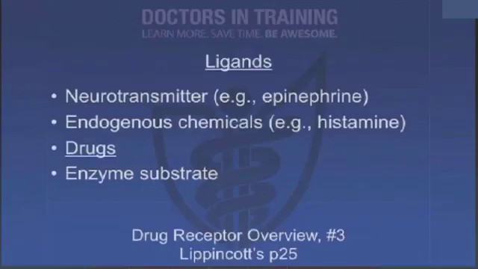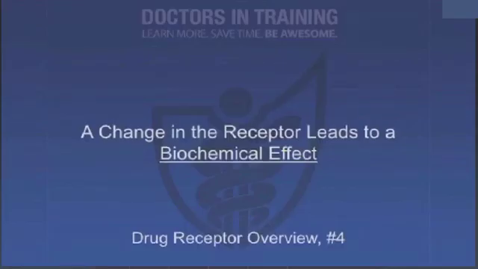It could be a neurotransmitter, such as epinephrine. It could be other endogenous chemicals such as histamine. It could be a drug. It could be an enzyme substrate. So a ligand can be almost anything. And when a drug or a ligand binds a receptor, it causes a conformational change in that receptor, and that change in the receptor leads to a biochemical effect.